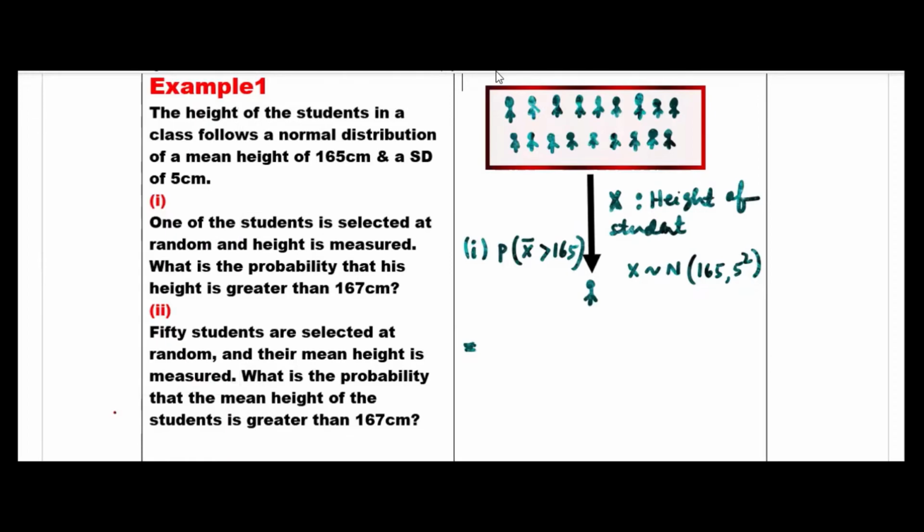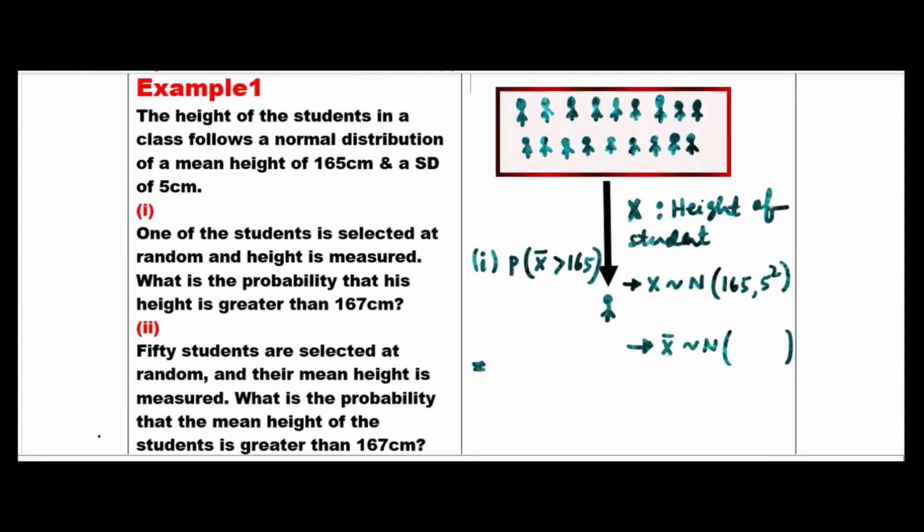So we need to know the distribution of x bar. The only difference is the distribution of x we know. Now here we'll not use this one. We need to know the distribution of x bar. So what is the distribution of x bar? Mu comma sigma square by n.